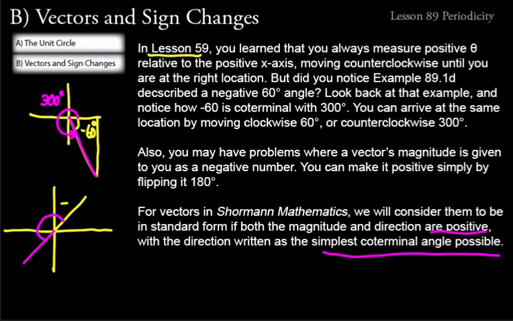So if we had a 400 degree angle, that would not be the simplest coterminal angle. 400 minus 360 is 40. That would be the simplest way to write it. Let's just go ahead and do some practice problems now.